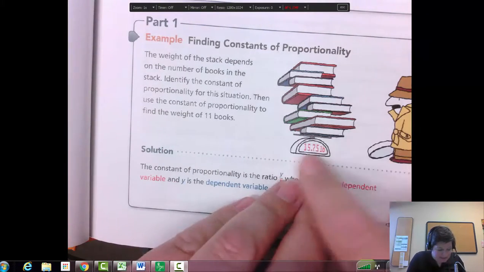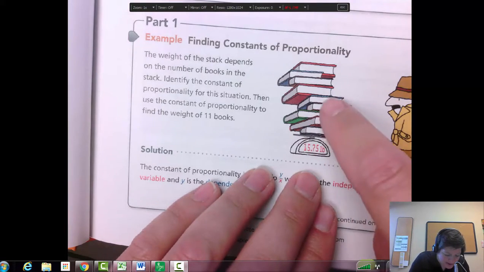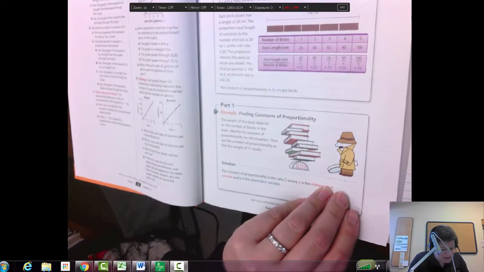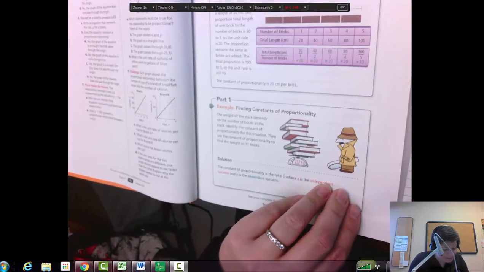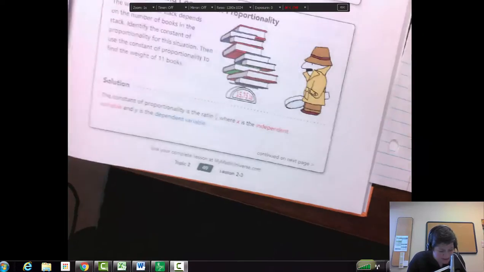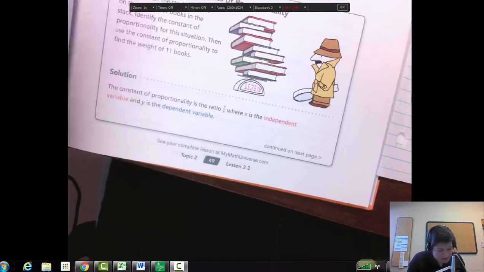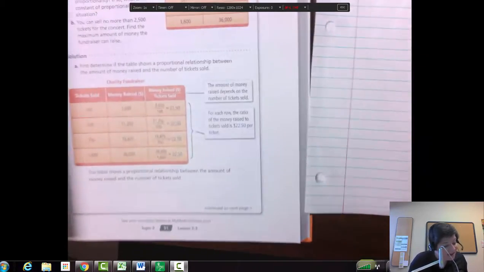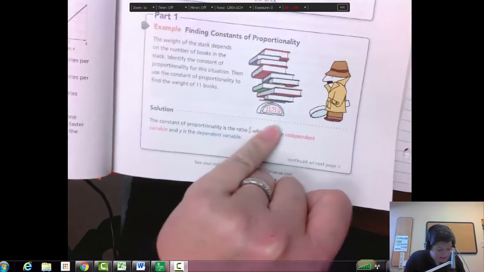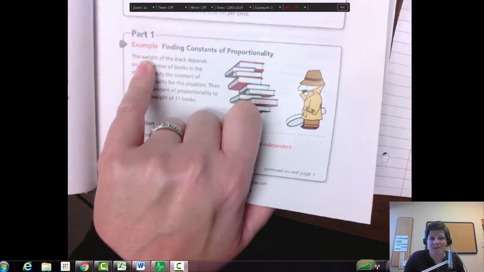So what do we have here? We have 1, 2, 3, 4, 5, 6, 7, 8, 9 books, and they weigh 15.75. They want us to go, let's see, what order did they go in? The weight of the stack of books depends on the number of books, so the weight depends on the stack. So we're going to have the y value be the weight. Does that make sense? The weight is going to be our y value because it depends on the x value. So here's how that would be written out.